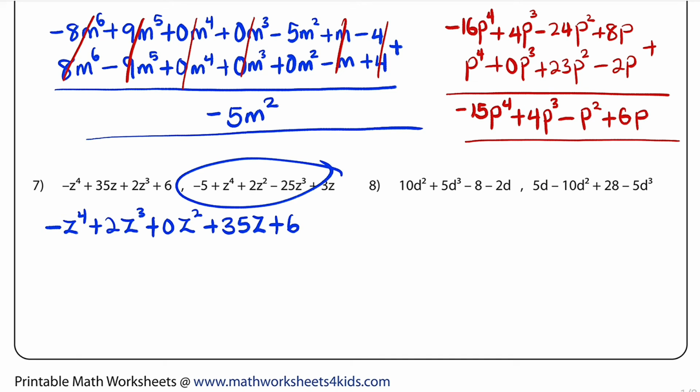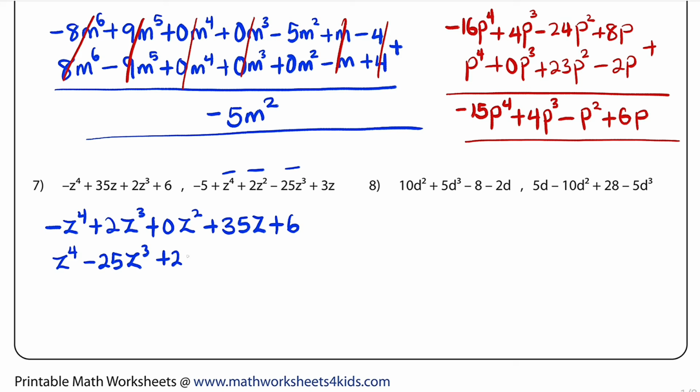Then the second polynomial, if we bring this one, z to the power of 4, then this one negative 25 z to the power of 3, then we have 2 z to the power of 2. Then 1, do we have? Yeah. Plus 3z, then constant, which is negative 5.